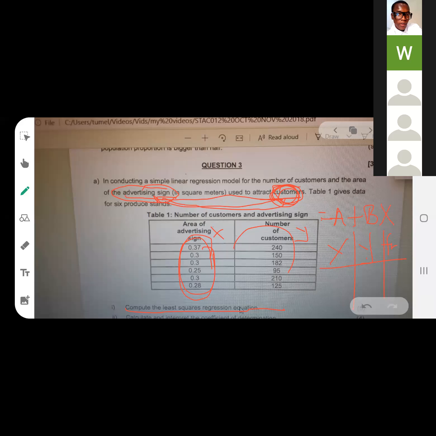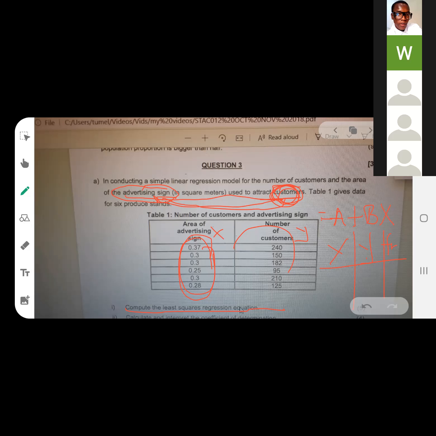So you are going to punch those values. You start with 0.37 equals, 0.3 equals, 0.3 equals, until 0.28. Then you press equals. And then you go to the second column, the column of what? Of Y's. So you punch 240 equals, 150 equals.